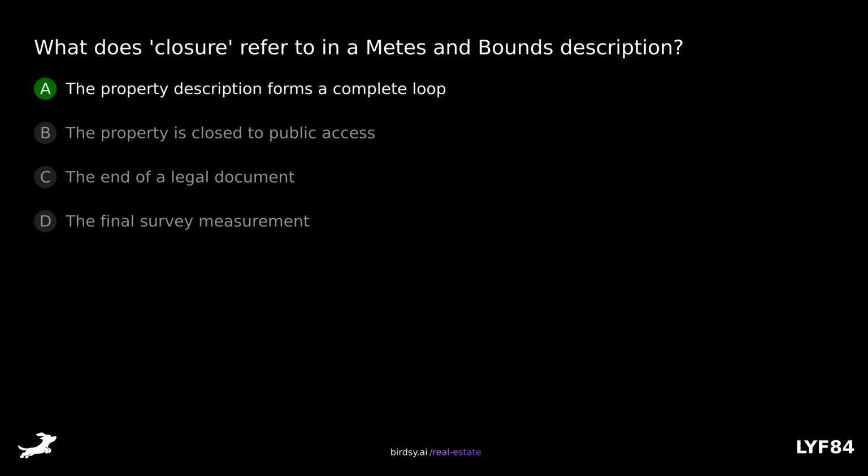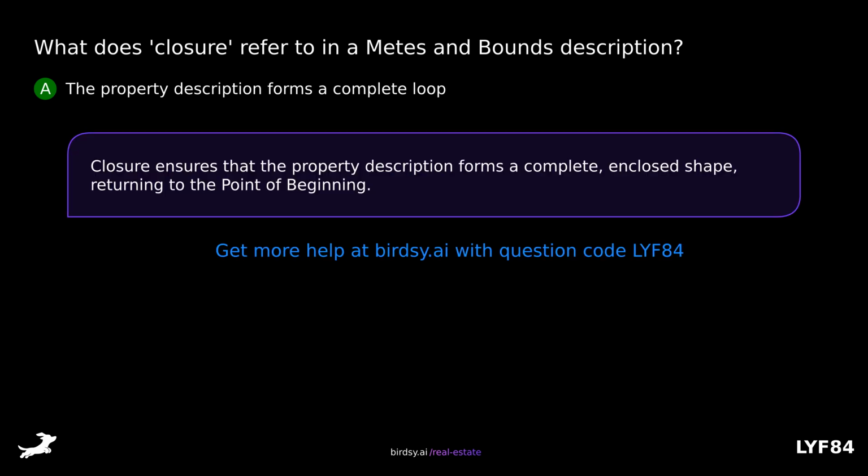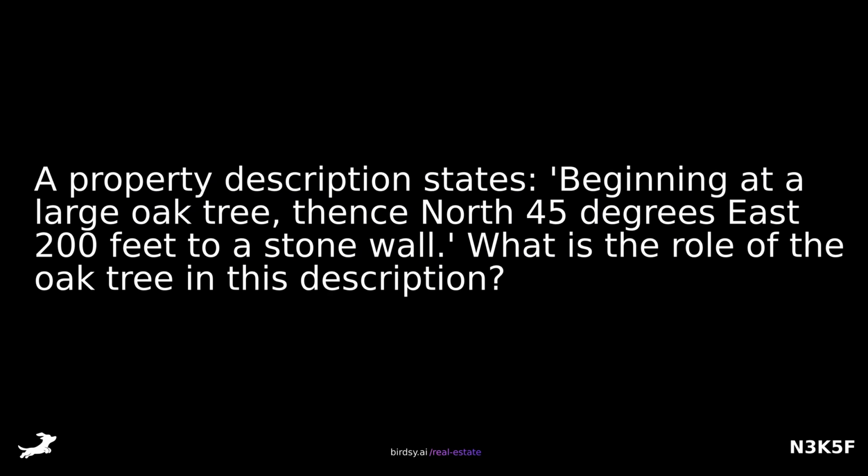The answer is A, the property description forms a complete loop. Closure ensures that the property description forms a complete enclosed shape, returning to the point of beginning. A property description states, beginning at a large oak tree, thence north 45 degrees east, 200 feet to a stone wall. What is the role of the oak tree in this description?